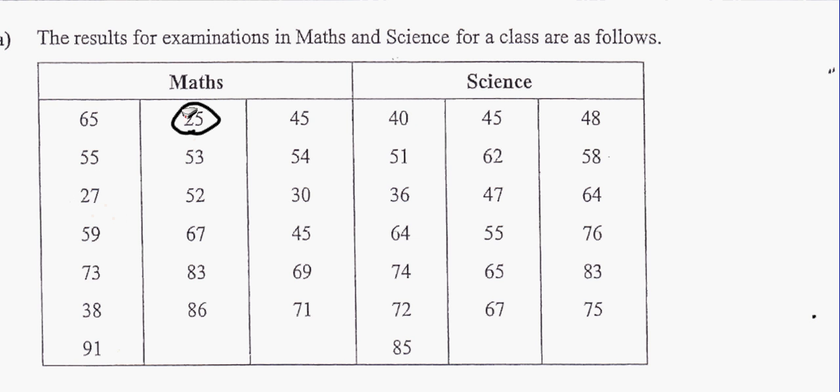Just scroll down through everything. 25 is the lowest maths result, and the lowest science result is 36 at the moment. Still 36. Now we've got to look for the highest. 91 obviously for maths. I don't see anything higher. And in science I do believe it was 85. We'll just have a look now. 85 is the highest in science.